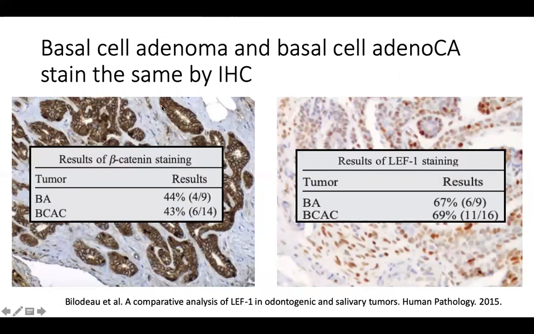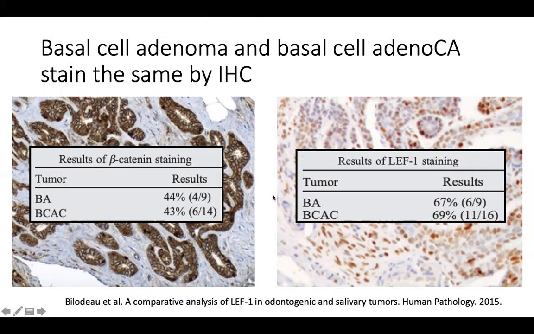Because they're genetically distinct, you might think that maybe you could distinguish them by IHC, but like I said, you really can't. They stain exactly the same. Even though basal cell adenomas have beta-catenin mutations and basal cell adenocarcinomas do not, they both show the same staining profile for beta-catenin. Around 40-something% of each of these will be positive for beta-catenin, so you really can't use that to distinguish them.